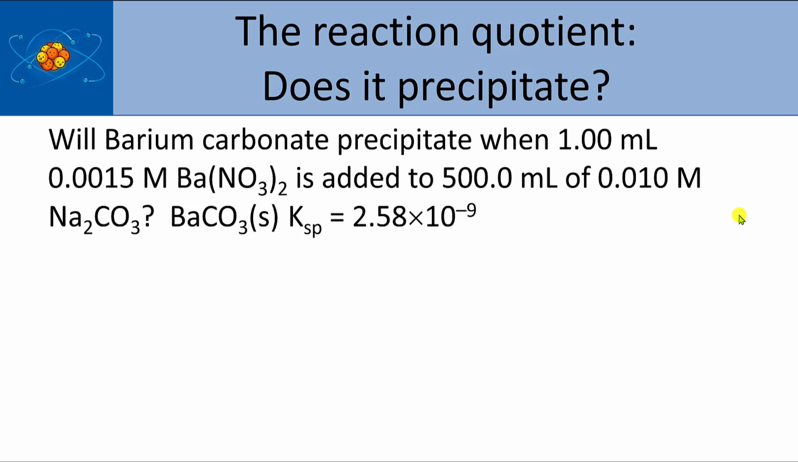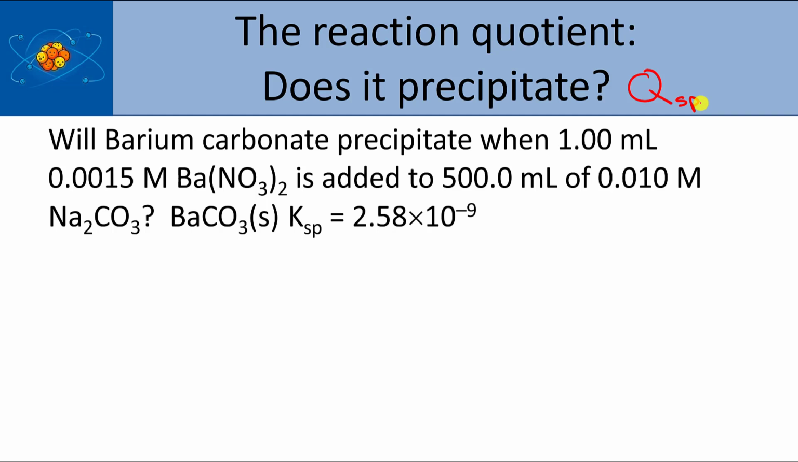So another real common thing that you have to do in these problems is to just determine whether or not precipitation takes place at any level. So this is a "does it precipitate" question, and there's actually a couple of versions of does it precipitate, but really they both boil down to Q. And because it's for a solubility product, we call it QSP.